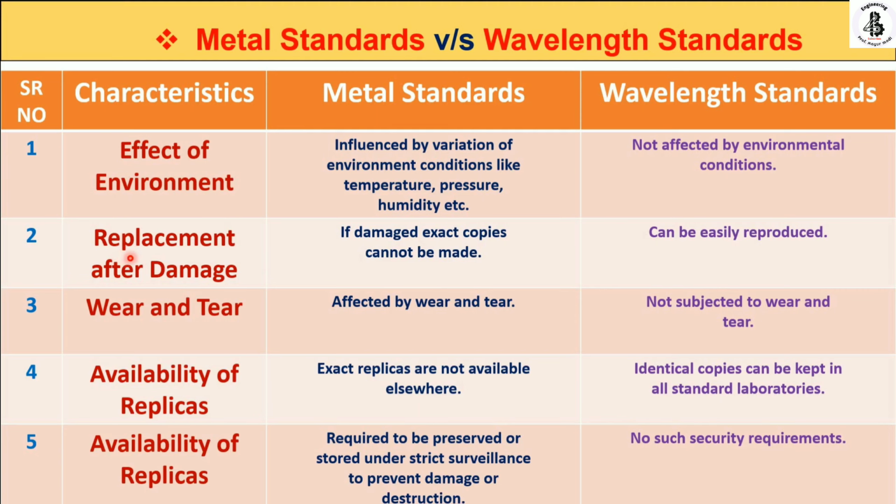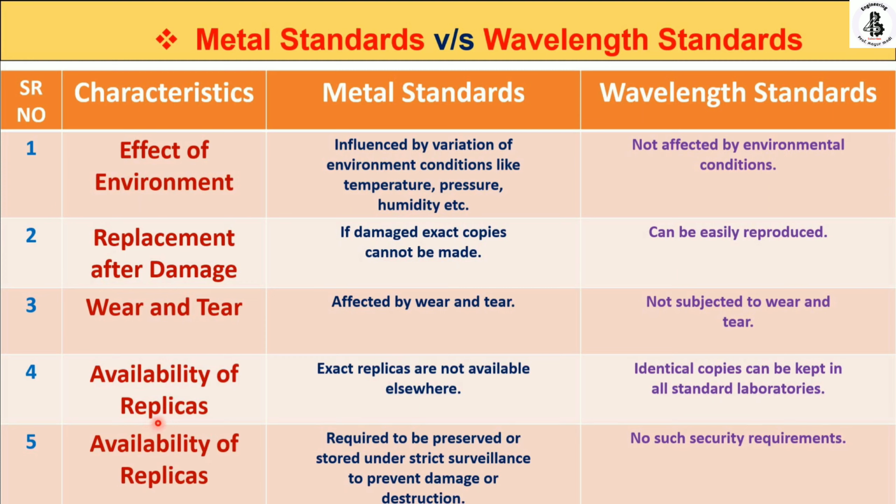Second, the replacement after damage. In case of the metal standard, if damaged, exact copies cannot be made, which is a difficult task. But in case of the wavelength standard, the particular wavelength can be easily reproduced. Third, wear and tear. Metals are affected by wear and tear after a long period of time, so those standards wear out. But the wavelength standard is not subjected to wear and tear, which is one more advantage.